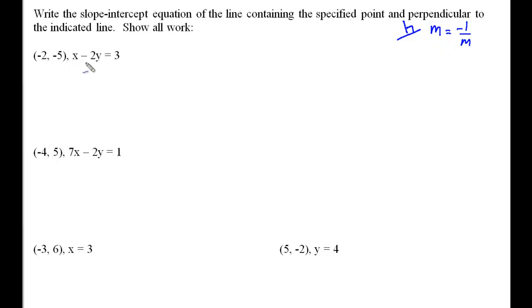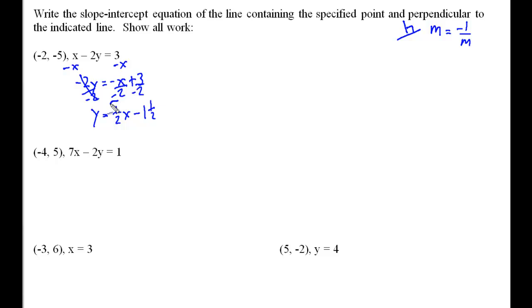So we're going to start these problems off like we did the last ones. We're going to get the x all by itself. We're going to take that x and move it to the other side. And so we have -2y is equal to -x plus 3. Then we divide everything by -2. Put my little division lines in there. So y is equal to positive 1/2 x minus 1.5, or 3/2.